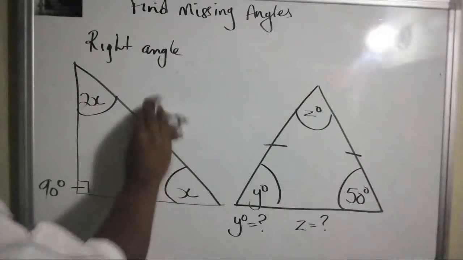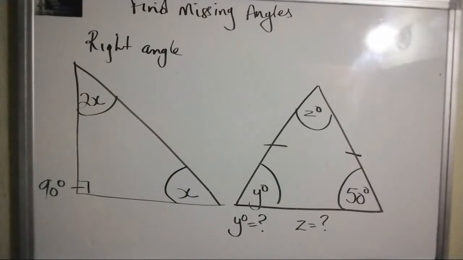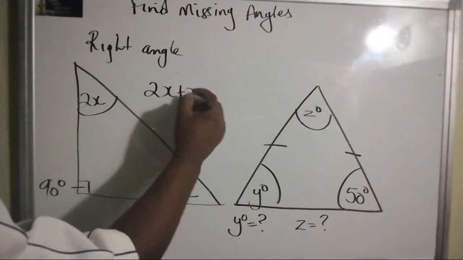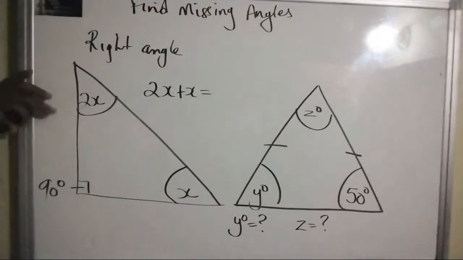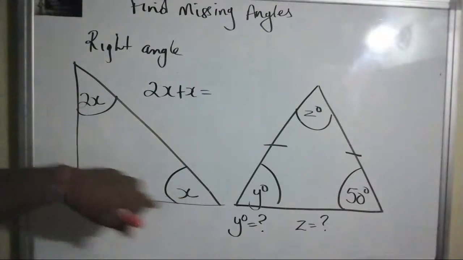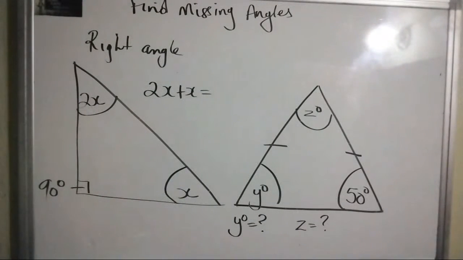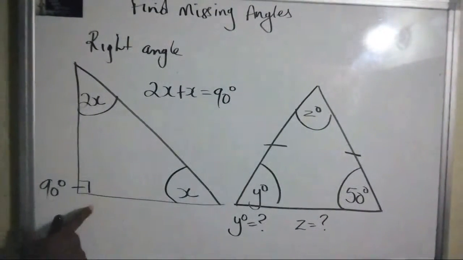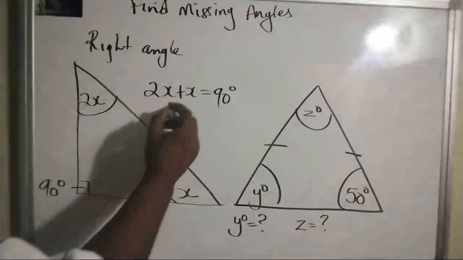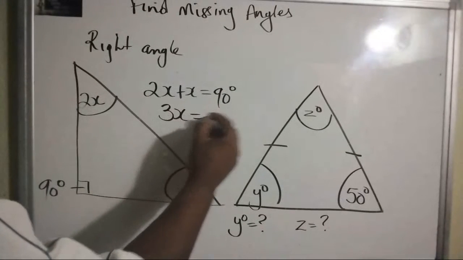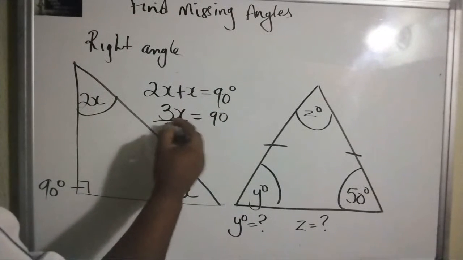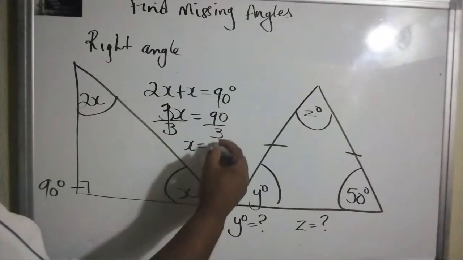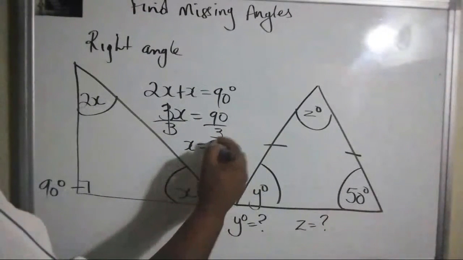So I'm going to label this x. We know that this plus this is 90. How do we know that? We know that for all triangles, the sum of the interior angles, the three angles, must add up to 180 degrees. So if this is 90, these two must be 90. So we come to 3x equals 90, and we divide both sides by 3. So x is equal to 30 degrees.